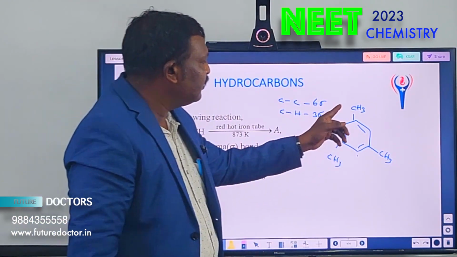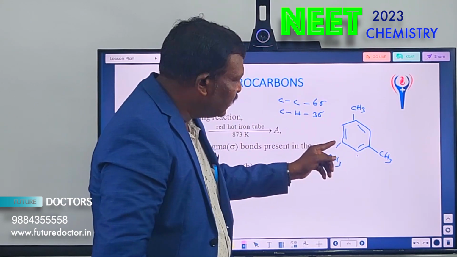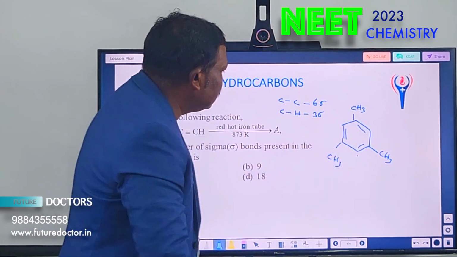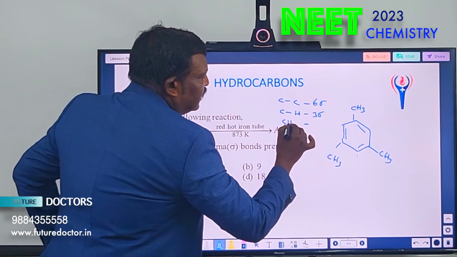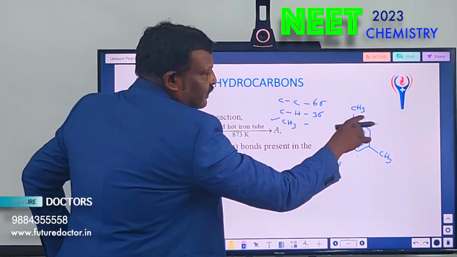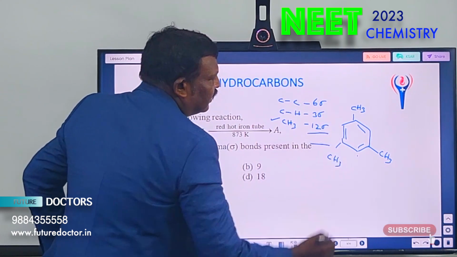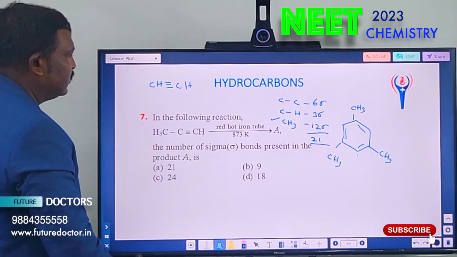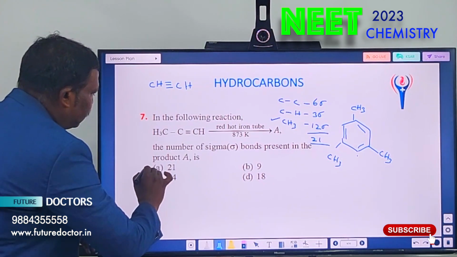The next one here. Around this carbon we have 4 sigma bonds, here also 4, here also 4. For the outer groups, around one CH3 we have 4 sigma bonds. Here 3 times, so 12 sigma bonds. You just add all this and we get 21. 21 is the correct one. So 21 sigma bonds are there. They're asking only for the sigma bonds. Right, 21 is the correct answer.